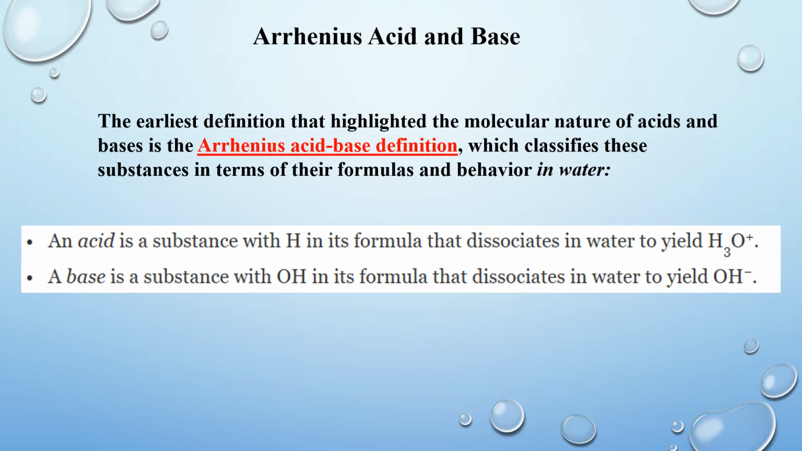The earliest definition for acid-base was brought by Arrhenius. In his definition, the acid should contain an H in the formula and yield a proton or hydronium ion when it dissolves in water. For a base, the formula should contain an OH, and when dissociated in water, it will generate a hydroxide ion. But we know that this statement has limitations. For example, a base could be a metal oxide, or it could be ammonia, which contains no oxide or hydroxide, but it's still a base.